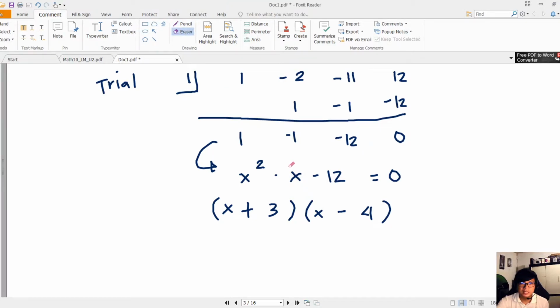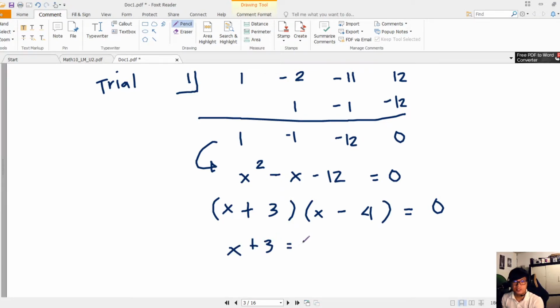Pwedeng alisin na natin si 1. So, that is... Yan. So, negative x na lang. So, 3 times negative 4, negative 12 is equal to 0. So, na-factor na natin siya. So, we have x plus 3 is equal to 0. Then, x minus 4 is equal to 0. So, x is equal to negative 3. Then, x is equal to 4.